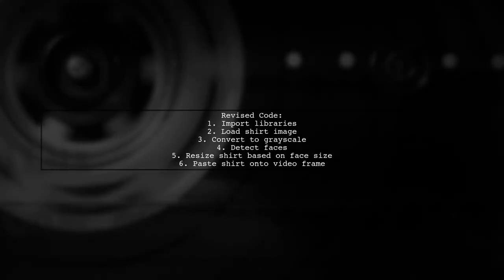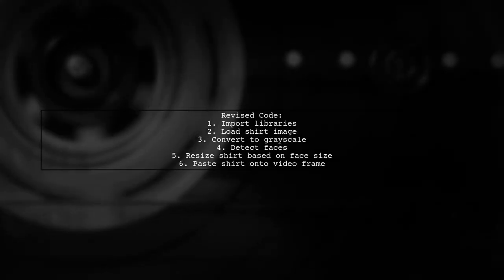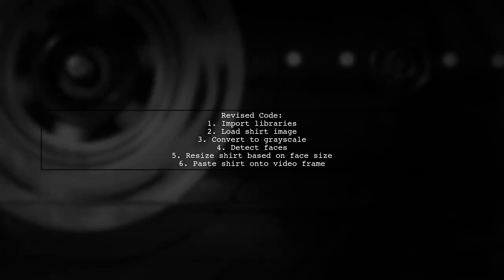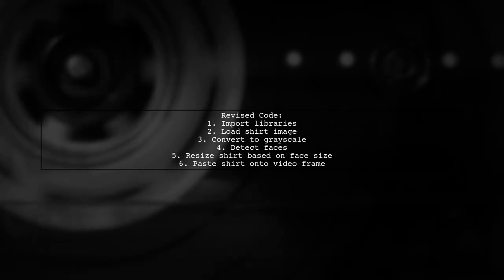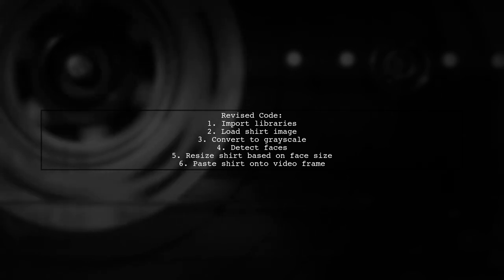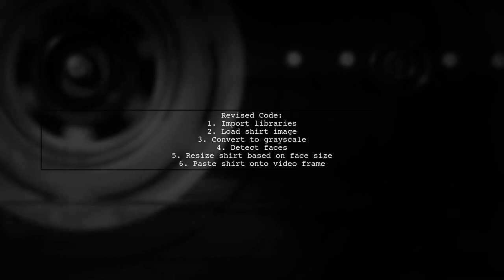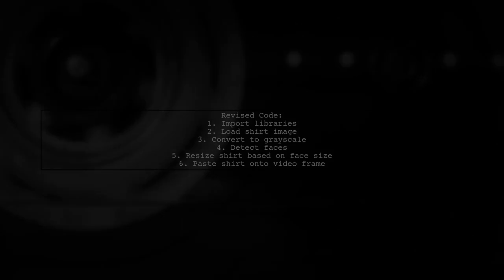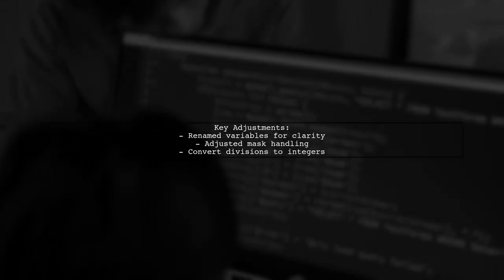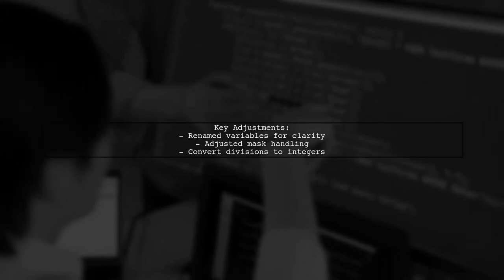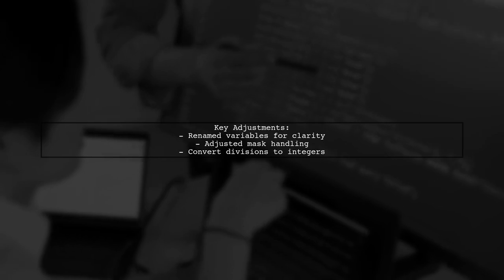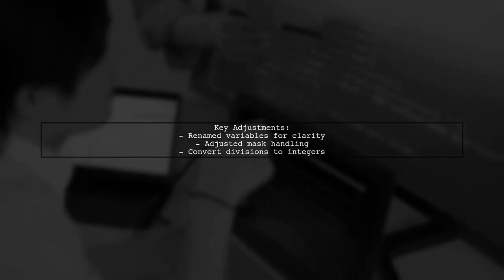Here's a revised version of your code that addresses the issue. It includes proper resizing of the shirt image and masks, and ensures the shirt is centered on the detected face. I also renamed variables for clarity and adjusted the mask handling to achieve the correct outcome. Remember to convert any division results to integers when working with NumPy images.